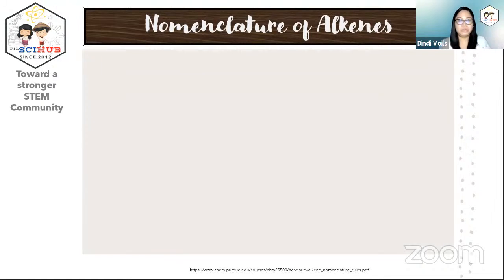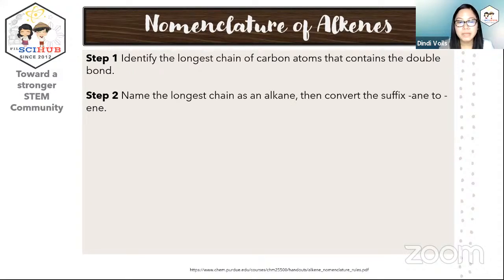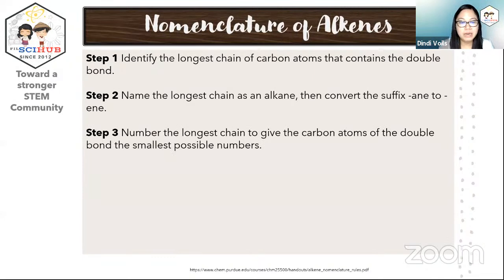So let me just go over the rules whenever we're naming alkenes. Just like whenever you're naming an alkane, the first step is to identify the longest chain of carbon atoms that contains the double bond. And then you name that longest chain as an alkane, depending on the number of carbons. You use the Greek prefix to denote the number of carbons, and then you convert the suffix from -ane to -ene, because it's alkene, not alkane. And then from there, you number the longest chain to give the carbon atoms of the double bond the smallest possible numbers.